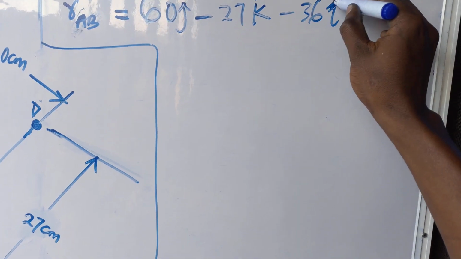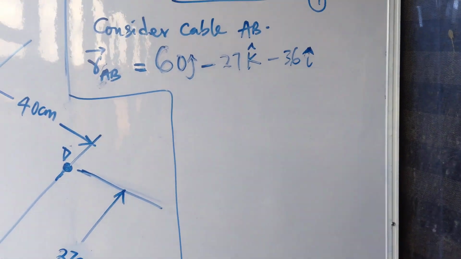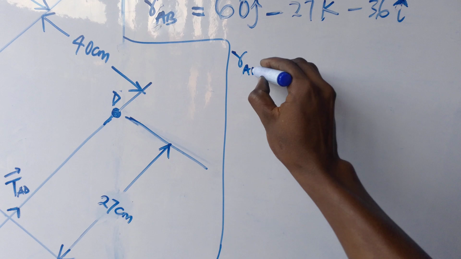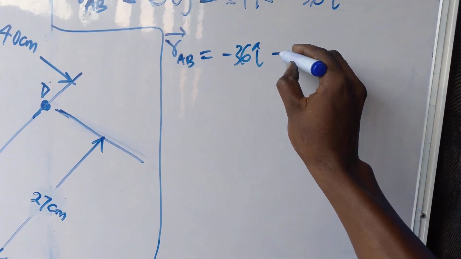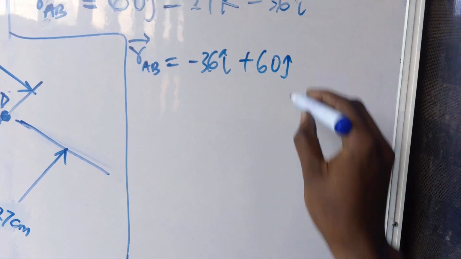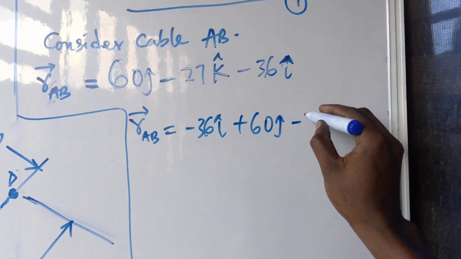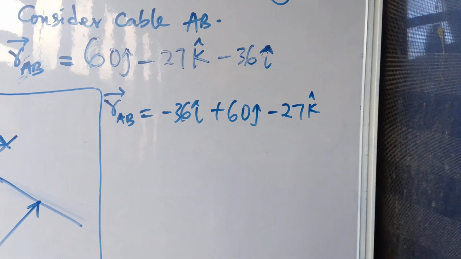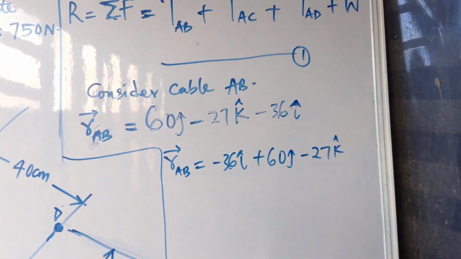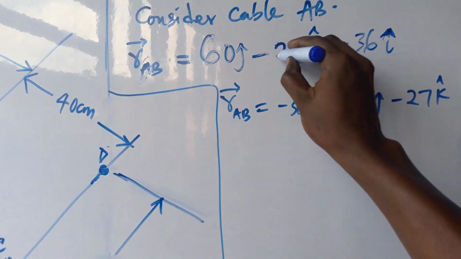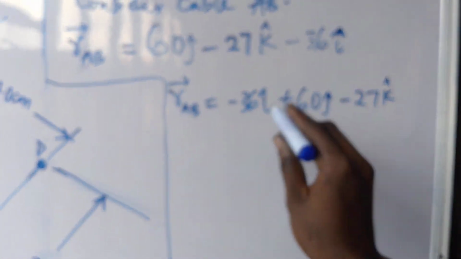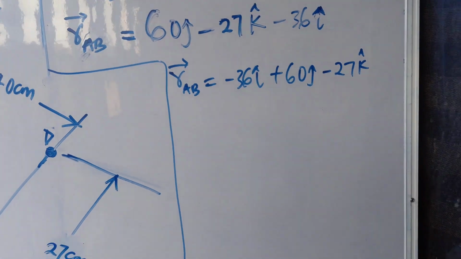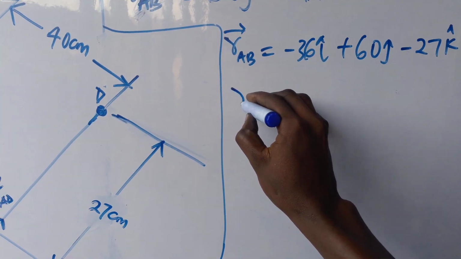So arranging it properly now, I'll be having that RAB is equal to minus 36I plus 60J minus 27K. Okay. So this is the position vector. Now the next thing I'll look at is to find the unit vector, the modulus.